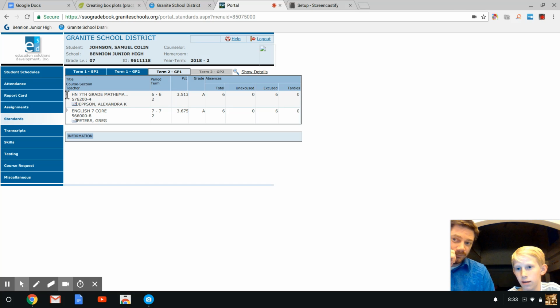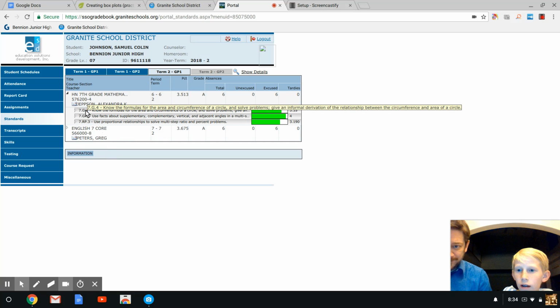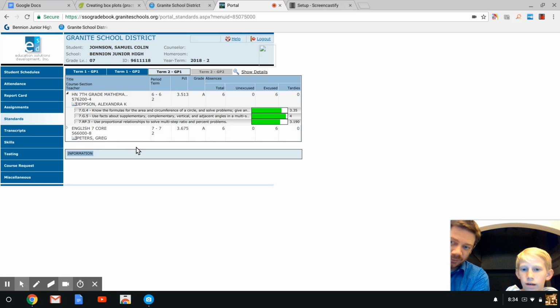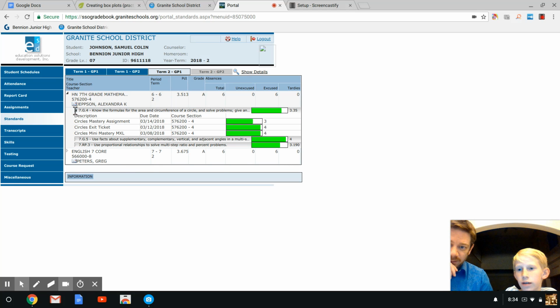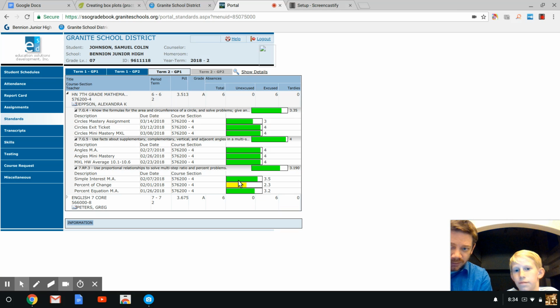Okay, and then let's go on. We're going to open that up, right? Show me what you did. You expanded this right here, right? And so now we can see. So what is this G4, G5, RP3? What is this language right here? Know the formulas for the area and circumference of a circle. So this is the actual standard. This is what your teachers teach, what you're supposed to be learning, right? Yes. And inside each of these are mini ones, assignments, right?